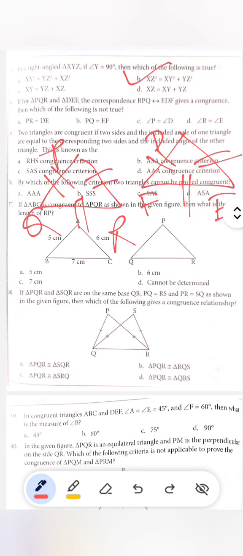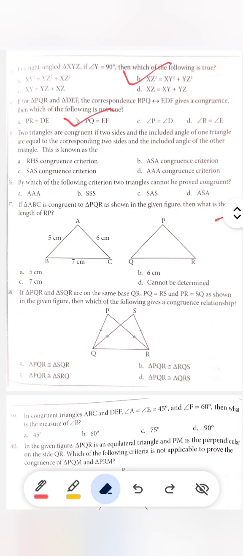Or else PQ is equal to DF should be. Angle P is equal to angle D, that is correct. Angle R is equal to angle E, that is also correct. PR is equal to DE, that is also correct. PQ is equal to EF is not correct. So which is not true? So this one is not true. You can see that.